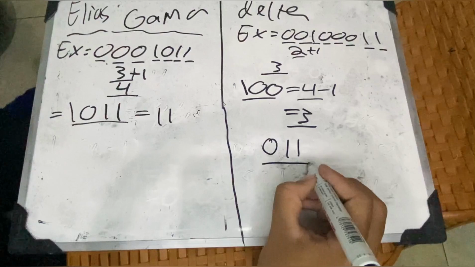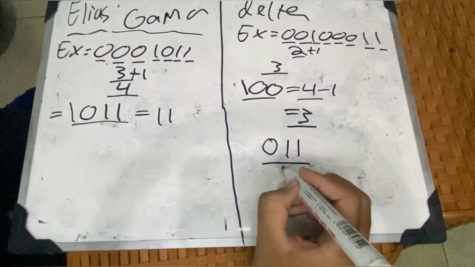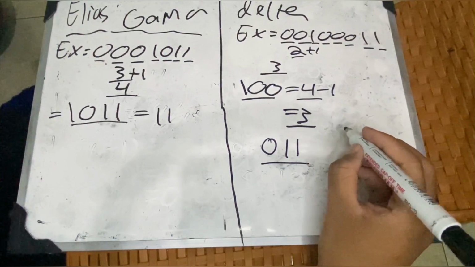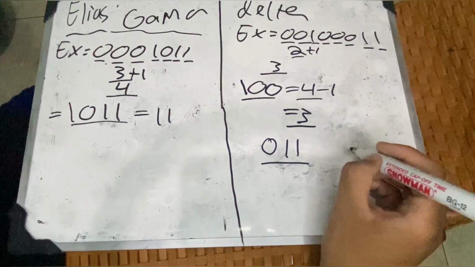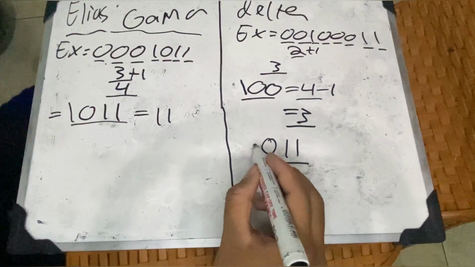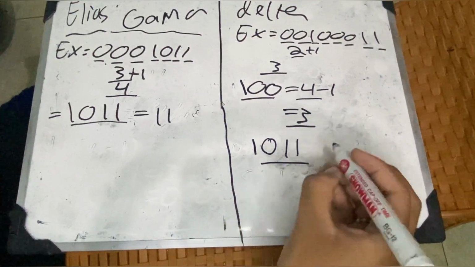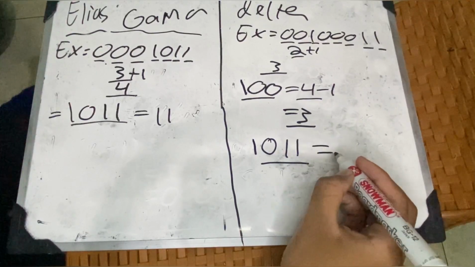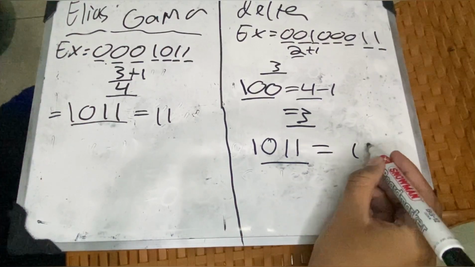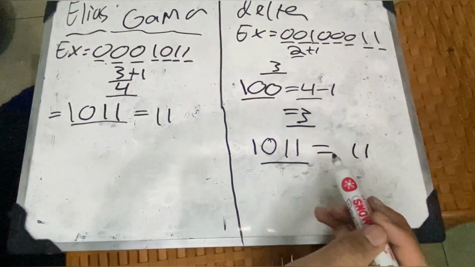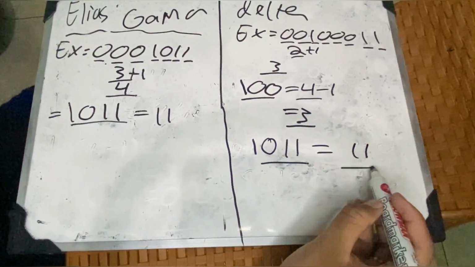For this binary code, we just need to add back the MSB, the most significant bit. The most significant bit is 1, so we add the MSB here. So it becomes 1, 0, 1, and 1. We convert it to the decimal value, and it becomes 11. So the decoding of this data in alias delta is equal to 11.